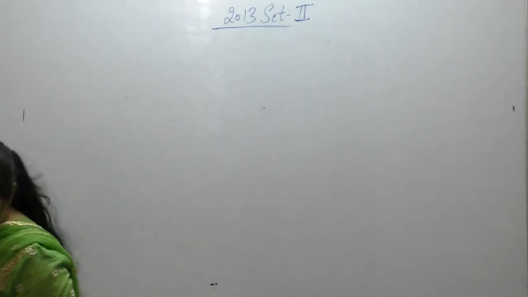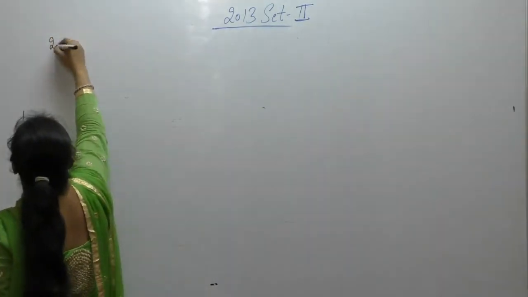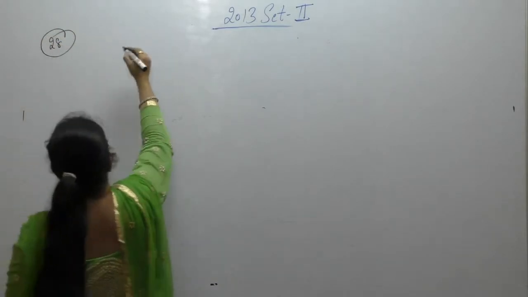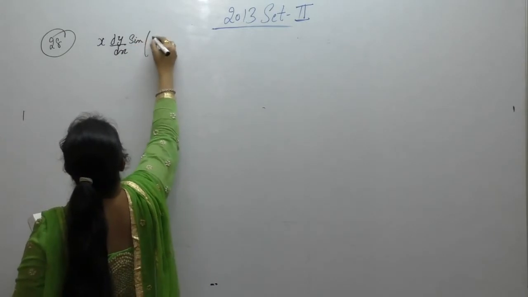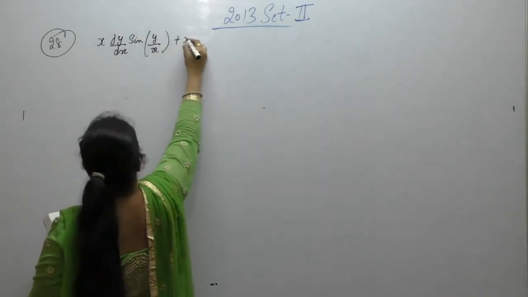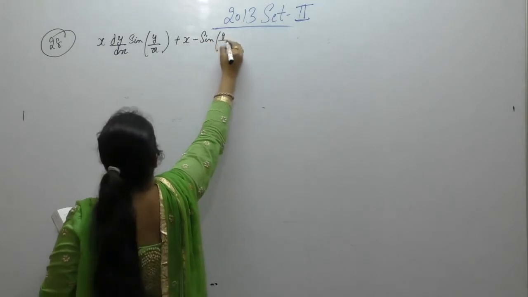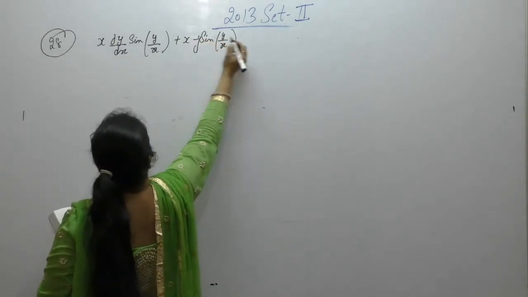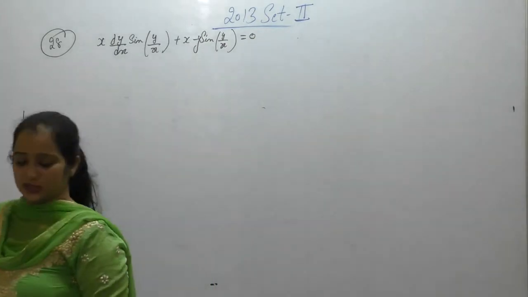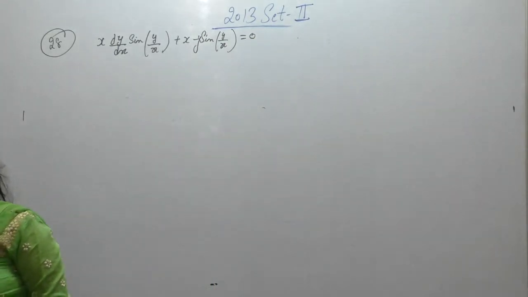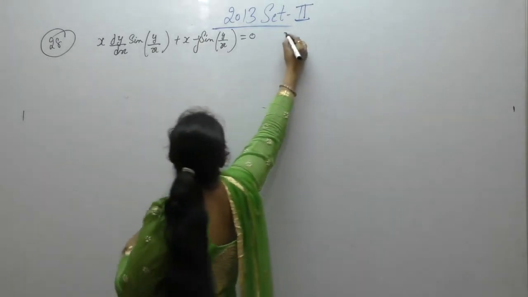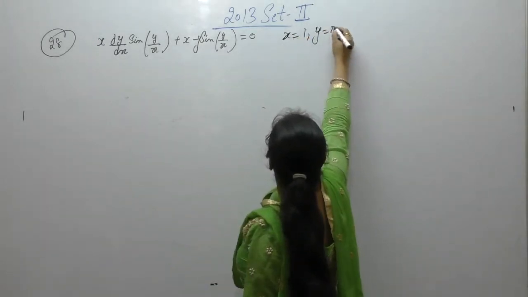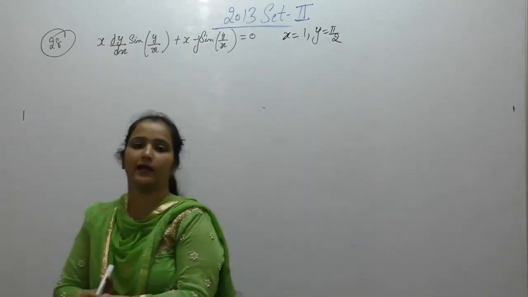Now the next one, question number 28, which is different from set 1. Show that the differential equation x dy upon dx sine y upon x plus x minus y into sine y upon x is equals to 0 is homogeneous. Find the particular solution of the differential equation given that x is equals to 1 and y is pi by 2.